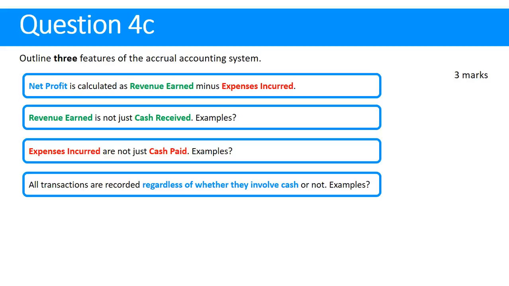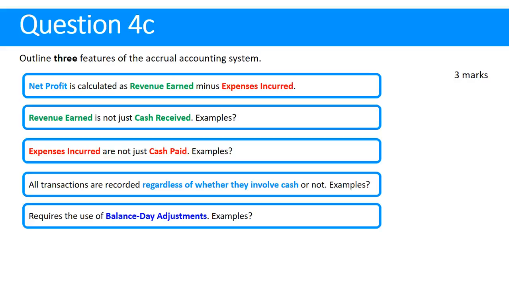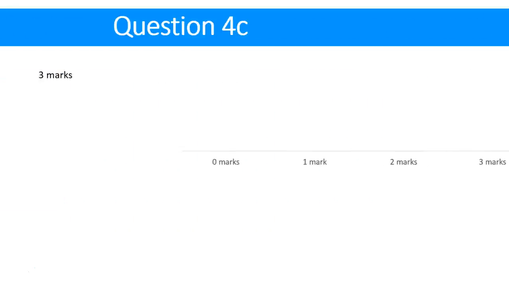A real key feature of accrual accounting is that all transactions are recorded regardless of whether they involve cash or not. And again, we could use another example. We could say discount expense. Discount expense is the opposite of cash. It's actually not getting cash. So that would be a great example to use. And lastly, to do accrual accounting, we're going to need to use balance day adjustments, and we could use any of the examples that we've done throughout the year, say a prepaid expense, an accrued revenue, depreciation, but together there's 5 points there. We really only want to give 3.